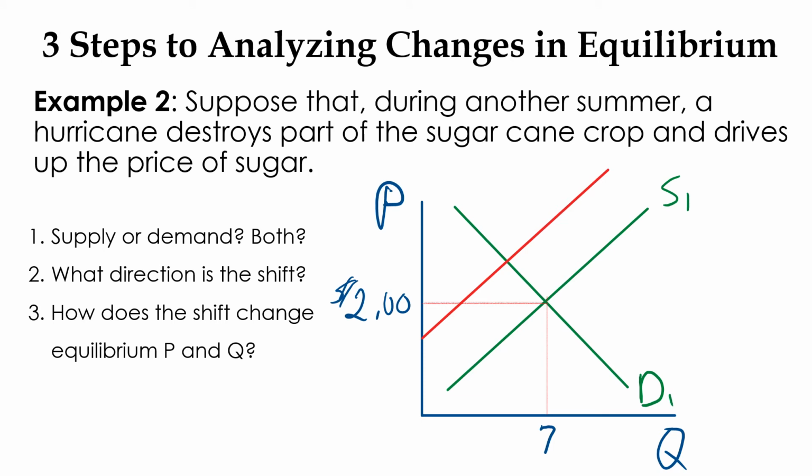So how does this shift change equilibrium price and equilibrium quantity? Well, you can see in this case, the price is going to go up, just like last time, but this time the quantity is going to decrease. All right, so we're going to move to this equilibrium.